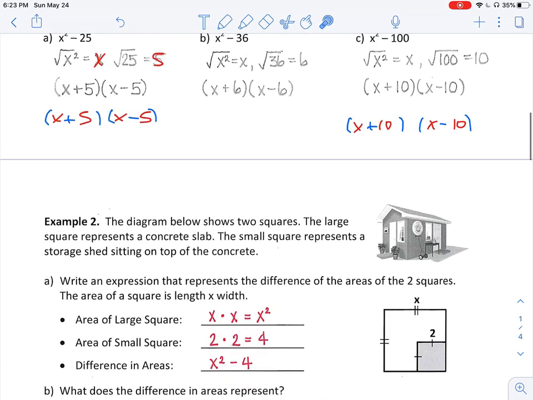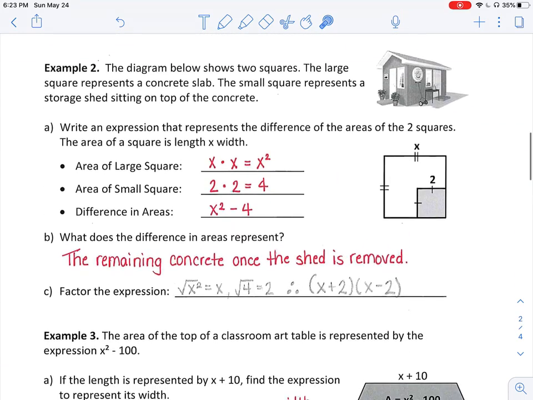Here. Example 2, the diagram below shows two squares. The large square represents a concrete slab. So this part here is a concrete slab. The small square represents a storage shed sitting on top of the concrete. So this is a storage shed here. Write an expression that represents the difference of the areas of the two squares. So the area of this and the difference between that and this one.